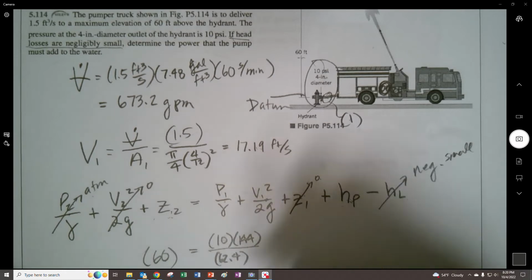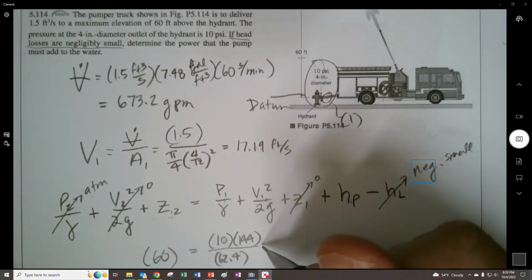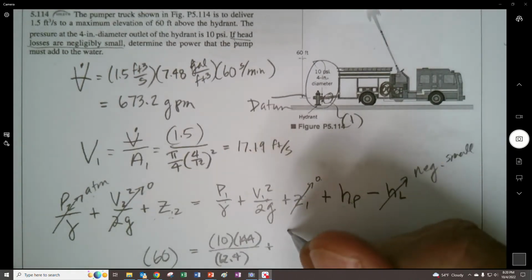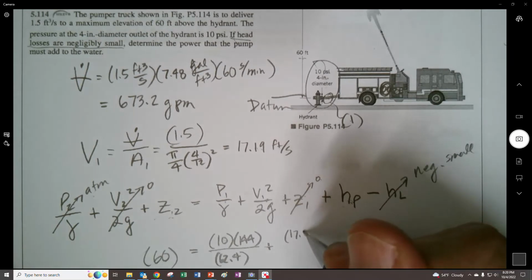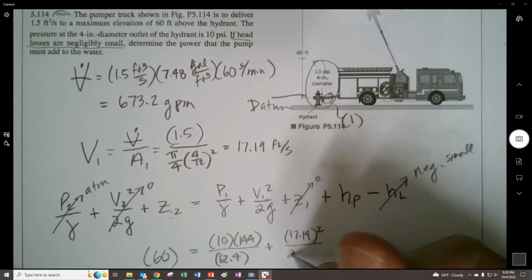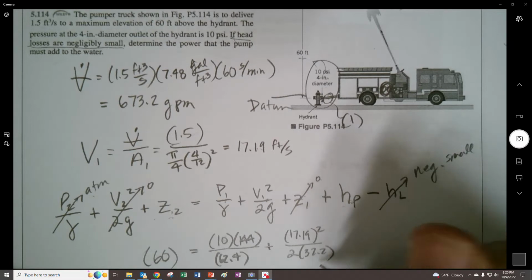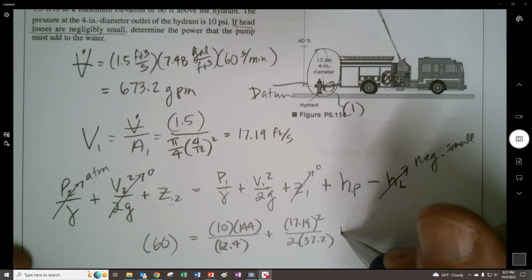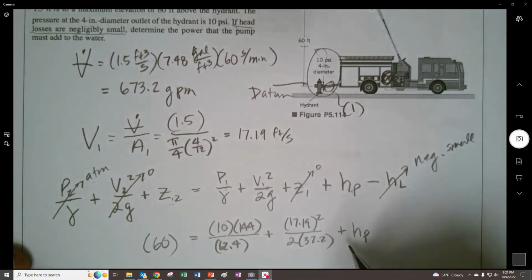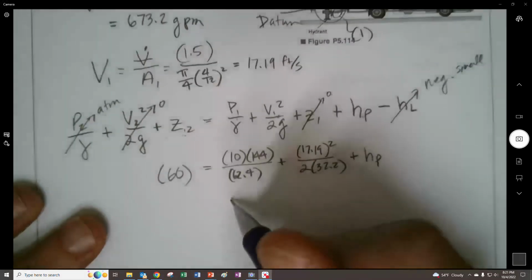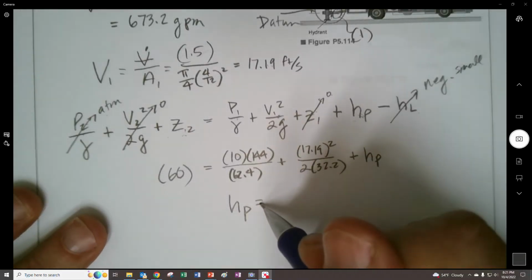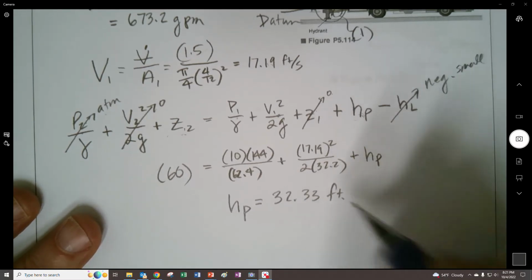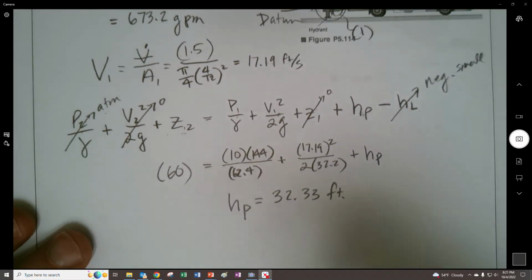This is the pressure head, static pressure head. And then we're going to have our 17.19 squared divided by 2 and divided by 32.2. So that's going to be our dynamic head coming in. And then this pump head that we're going to add to it. And so from that, we'll have a pump head equal to 32.33 feet is how much pump head we're adding to this.